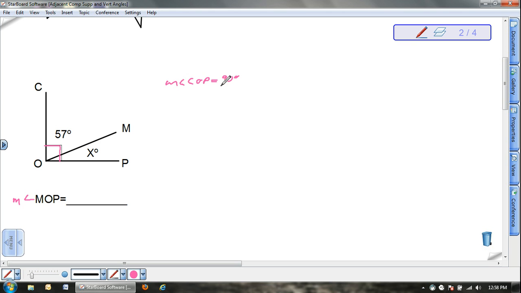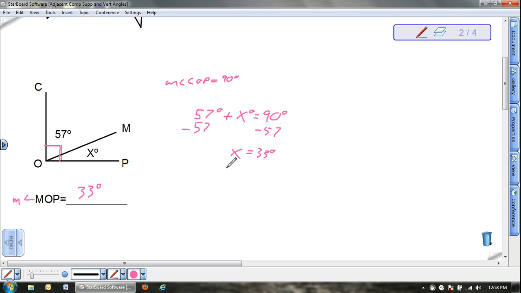So as we have the measure of angle COP is 90 degrees, we know that these two angles add up to 90 degrees. So 57, and this is our angle addition postulate again, plus x equals 90 degrees. In order to solve this equation, we have to subtract 57 from both sides. And 90 minus 57 is going to be 33 degrees. So the measure of angle MOP is 33 degrees.